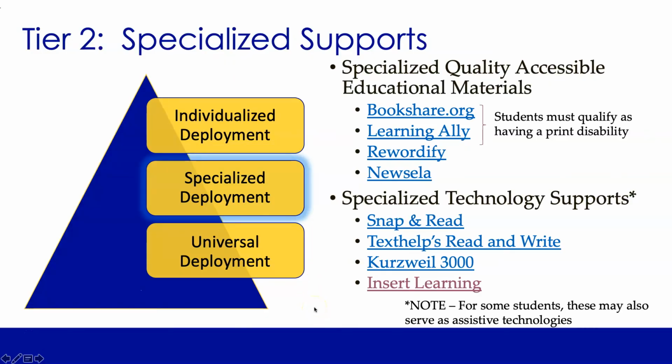So these are increasing the intensity and specificity of the types of supports, whether we're talking about quality accessible education materials or we're talking about specialized technology supports. Again, when we're talking about these specialized technology supports, for some students, these may also serve as assistive technologies if the IEP team determines that they are necessary for a student to receive a free appropriate public education.